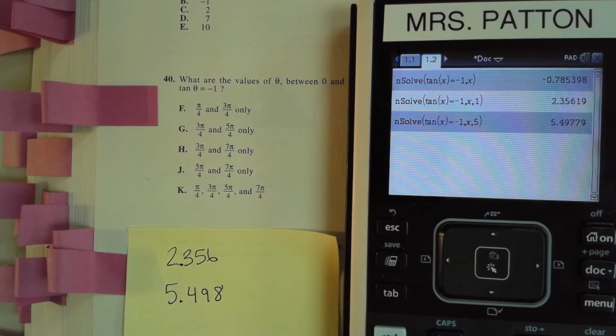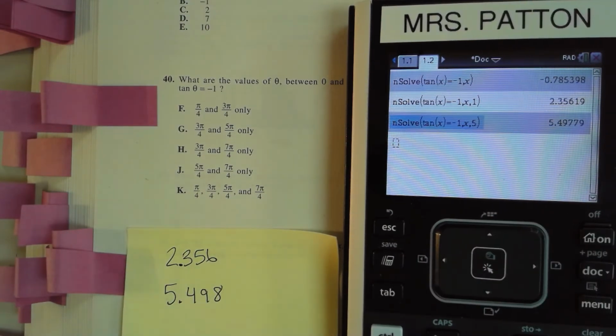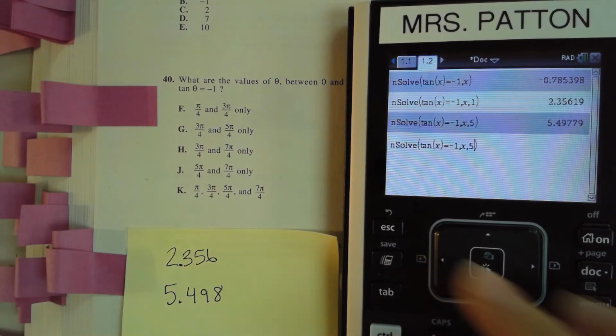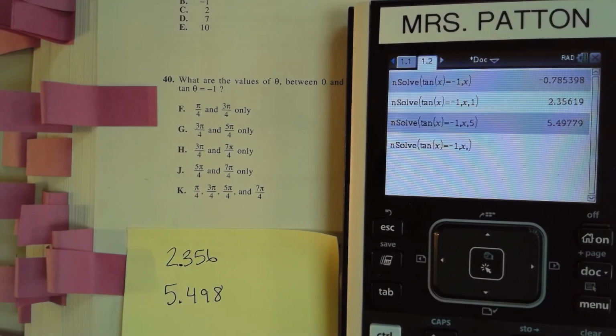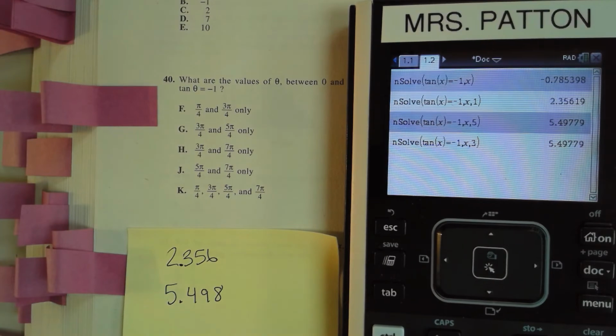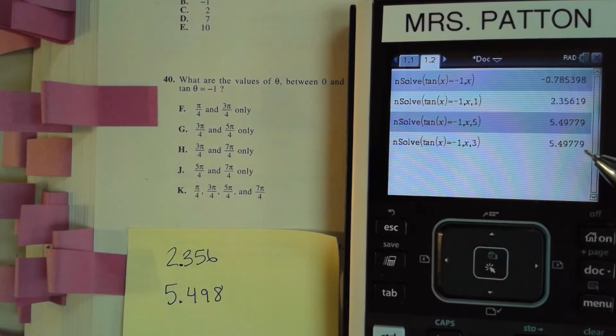Now I could keep looking, and there's nothing stopping me from typing in a 2 or a 3 or a 10. Well, there is something stopping me from typing in a 10, and I'll explain that in a minute. So even if I put in a smaller guess, I still got that 5.5 number.